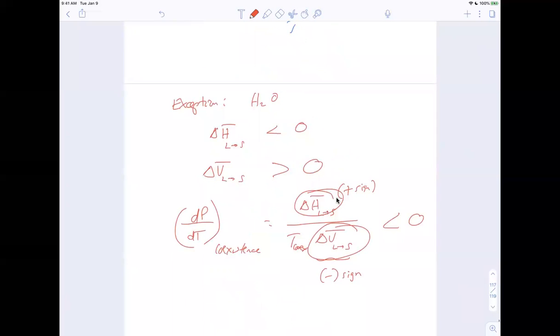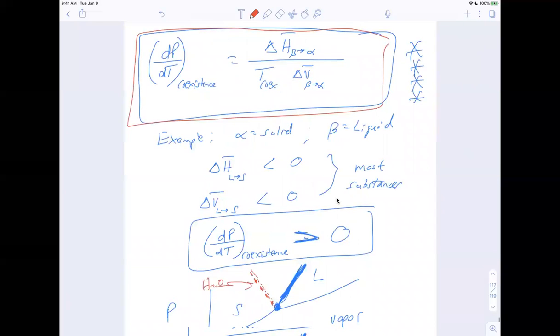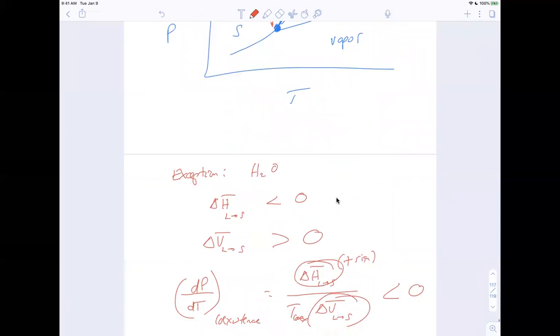So let's go on and further look at this expression here. Okay, we're gonna put the expression in the box, and now we're gonna apply it not to a solid liquid transition, but to a liquid vapor transition. Okay, because we're gonna transition into liquid vapor systems after we finish this. So let's take a look at a liquid vapor system.